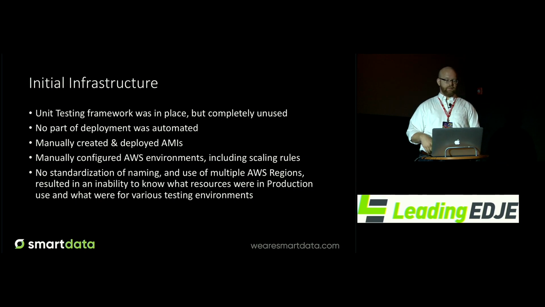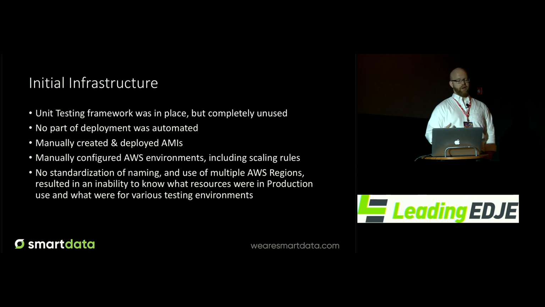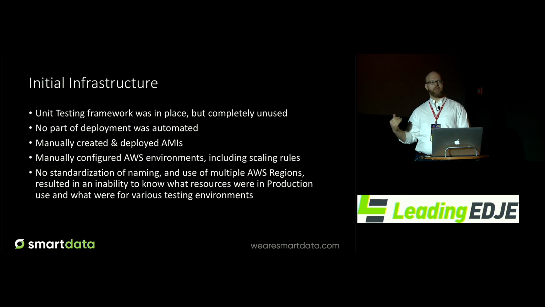When we got the platform, there was a unit testing framework, but that's it. It was installed and the 2 sample tests were there, but they hadn't actually used it. No part of the deployment was automated. It was manually created and deployed Amazon machine images. They manually configured everything from the specific server environments to the auto-scaling rules, et cetera. And they hadn't used any kind of naming convention or picked specific regions within AWS. So it was very, very disorganized and very difficult to figure out if something was production use or development testing use, et cetera.